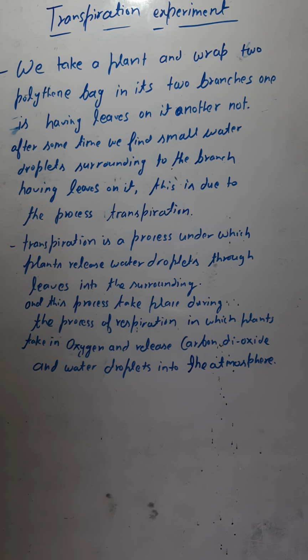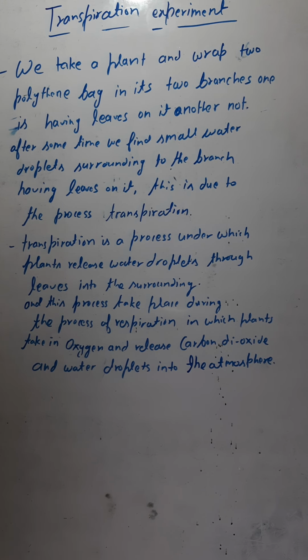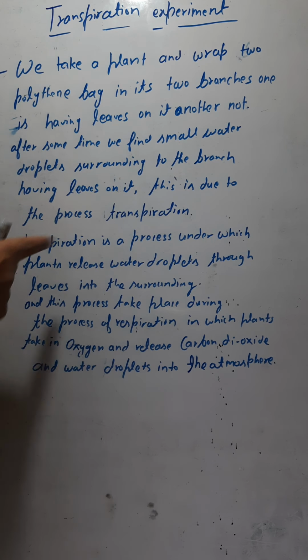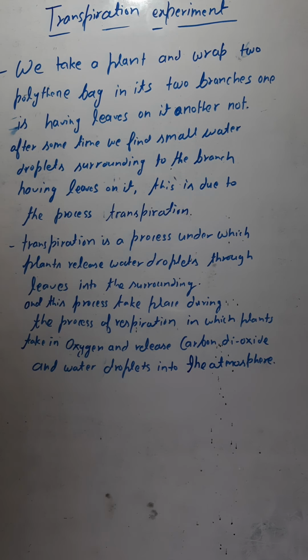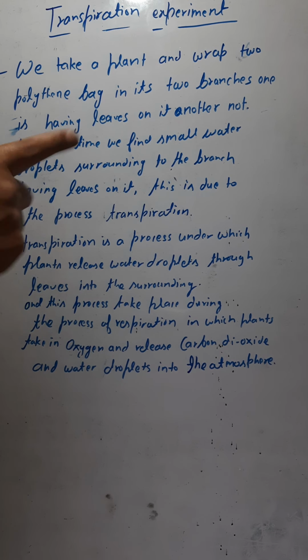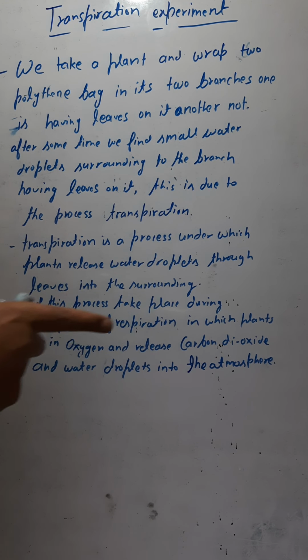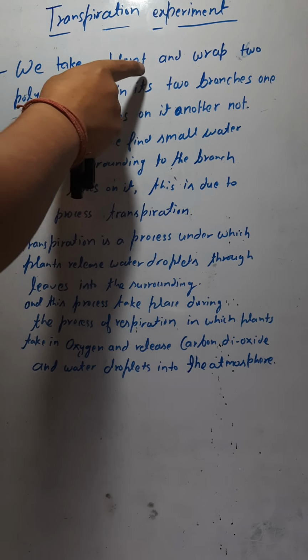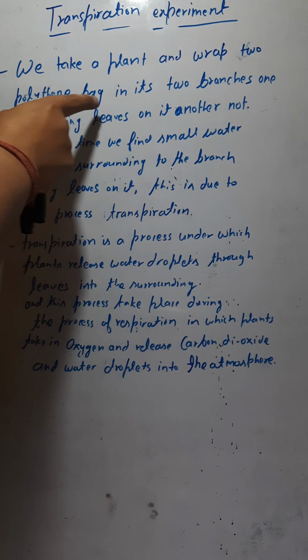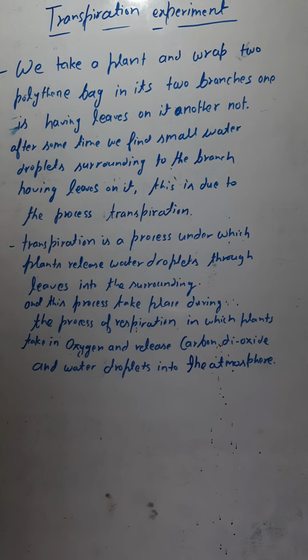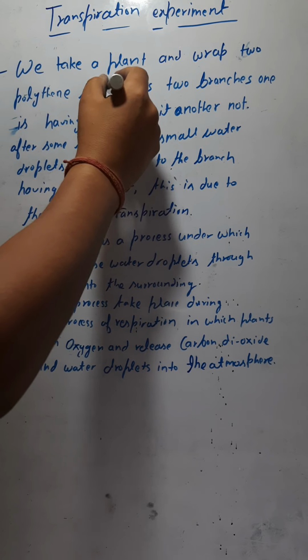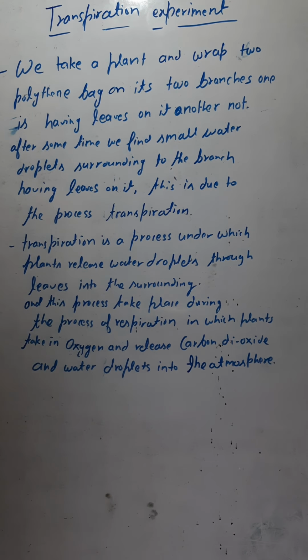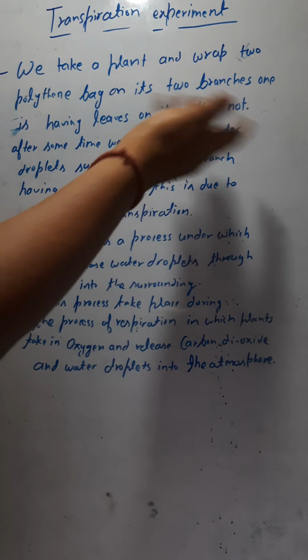So this is the experiment, and you have to write all this. Before this you have to make the diagram that I have made, but make it neat and clean. Don't make it the way I have made it. Now in this experiment we take a plant and wrap two polythene bags on its two branches. One has leaves on it, the other does not.